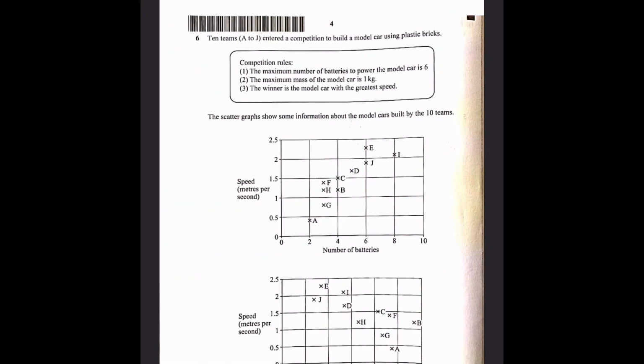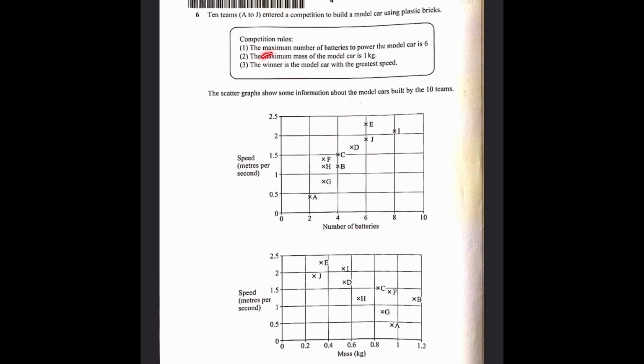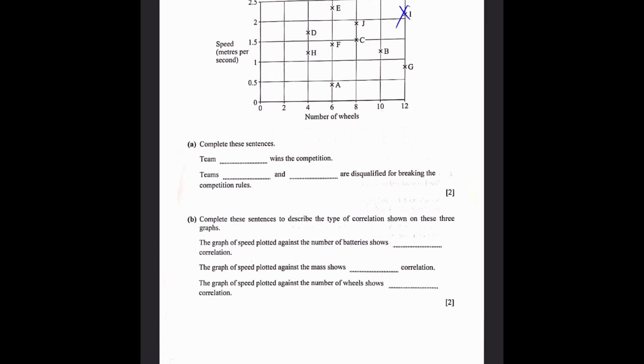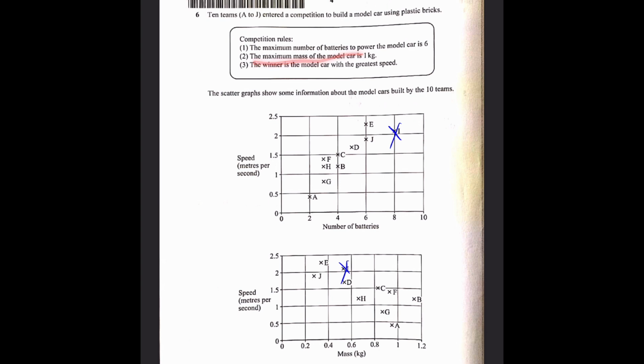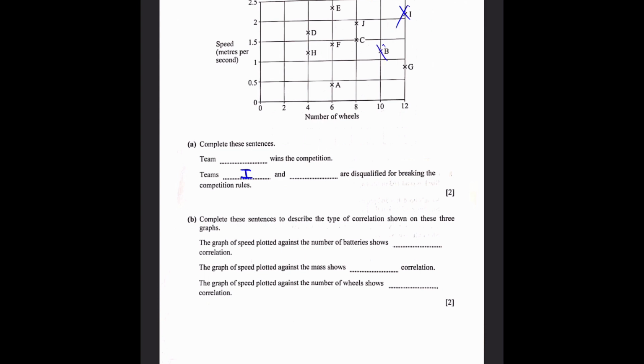Let's see. We need to look at the number of batteries. Maximum number to power the model car is 6. So I is out of range, 8 batteries. So I is disqualified from the competition in all parts. So team I is one of the disqualified teams. Now let's look at graph 2. Maximum mass is 1 kilogram. Team B is 1.2 kilograms. Get that? So team B can be crossed out in every single one. So teams I and B are disqualified.